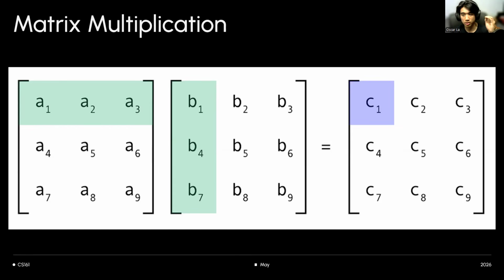Now, C1, C2, C3, they're all independent of each other. Calculating each is independent, so this is perfect for GPUs. For a GPU, we can just give the responsibility of each element to a core or a thread. So maybe core one can calculate C1, core two will calculate C2, core n will calculate Cn, etc.